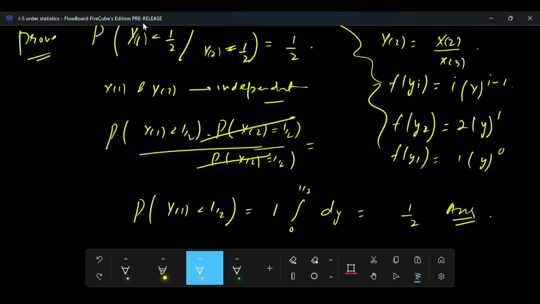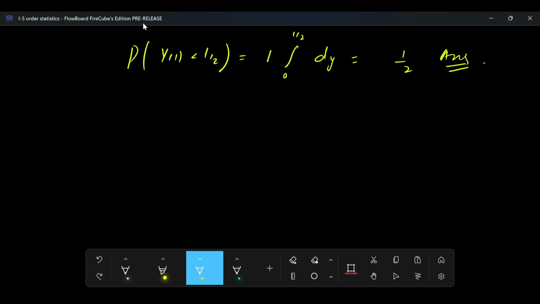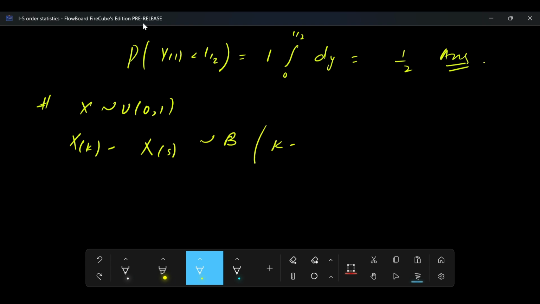Now, another formula in the uniform distribution, that's a difference formula. X follows uniform 0, 1. Xk minus xs will follow beta first kind with parameters k minus s and n minus k minus s plus 1.